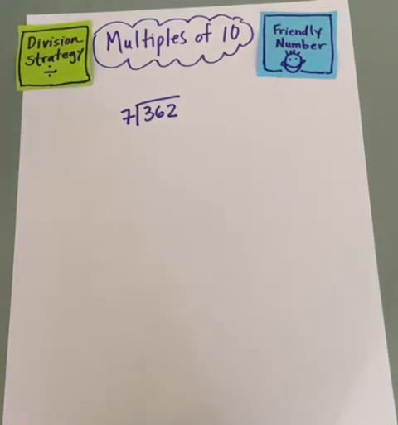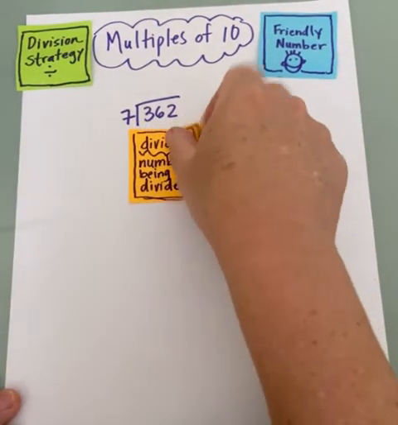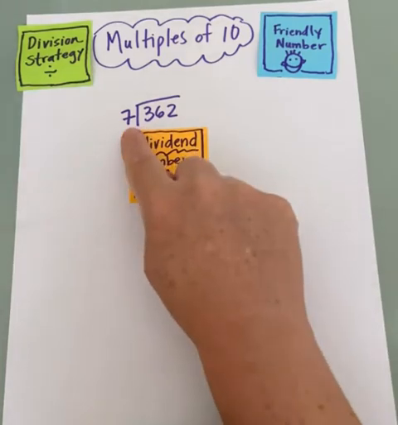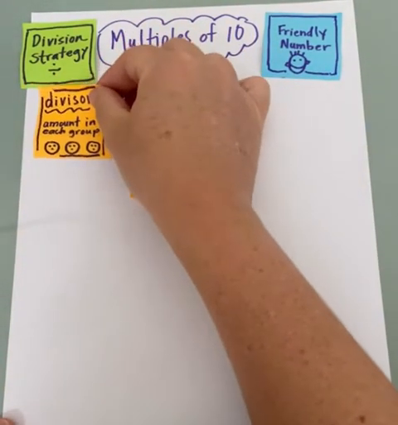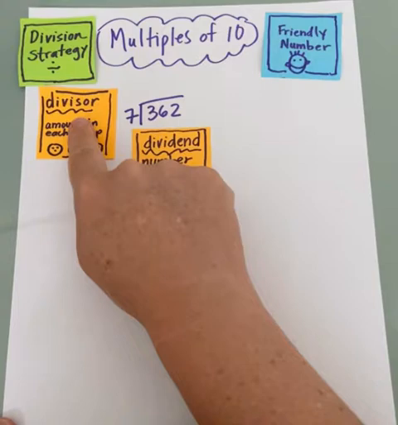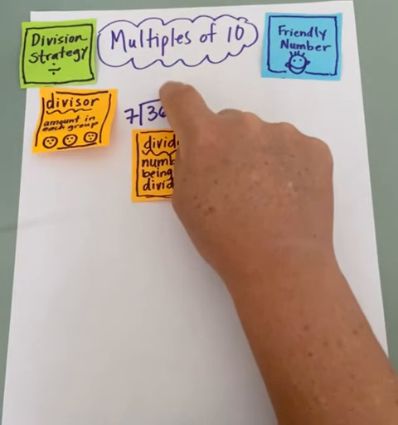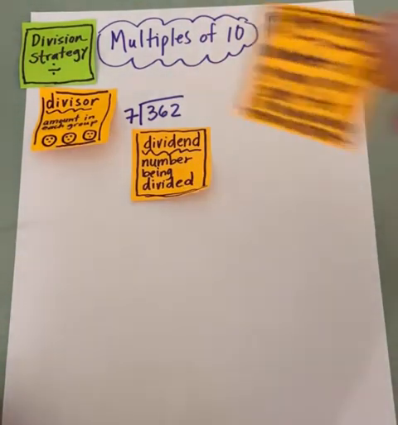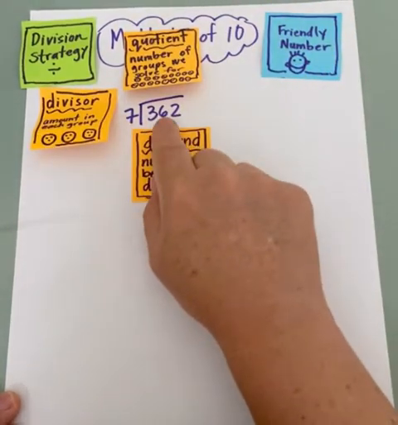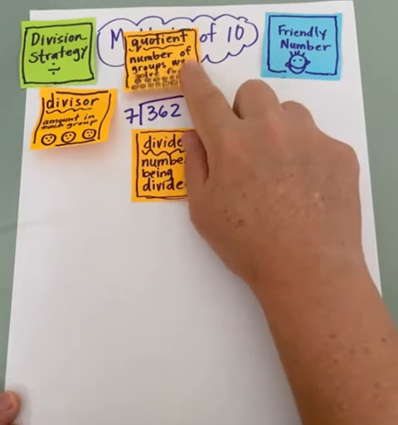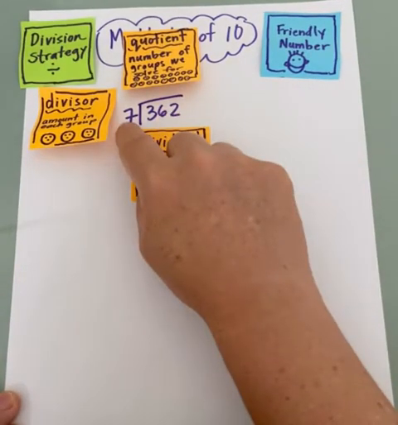And just as a reminder, 362 is the number that's going to be divided. That's called the dividend. Okay? And we're going to divide 362 by 7. 7 is the amount in each group that 362 is being divided into. Another way to say that is the divisor. And finally, we're searching for the quotient, which is the number of groups of 7 we have in 362. So dividend, divisor, quotient.